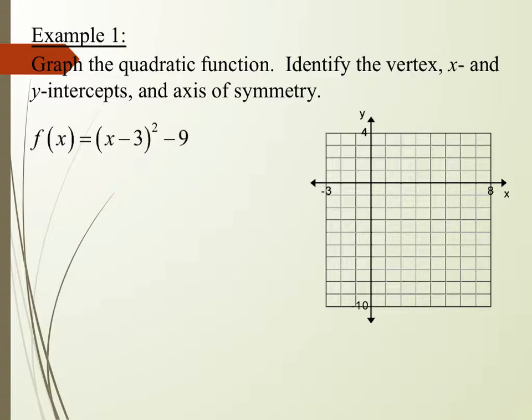So in our first example, we're going to graph the quadratic function, identify the vertex, and x and y intercepts, and the axis of symmetry. I would like you to pause the video at this point and see if you can find the vertex, find x and y intercepts, and the axis of symmetry, and graph this function. So please pause now.